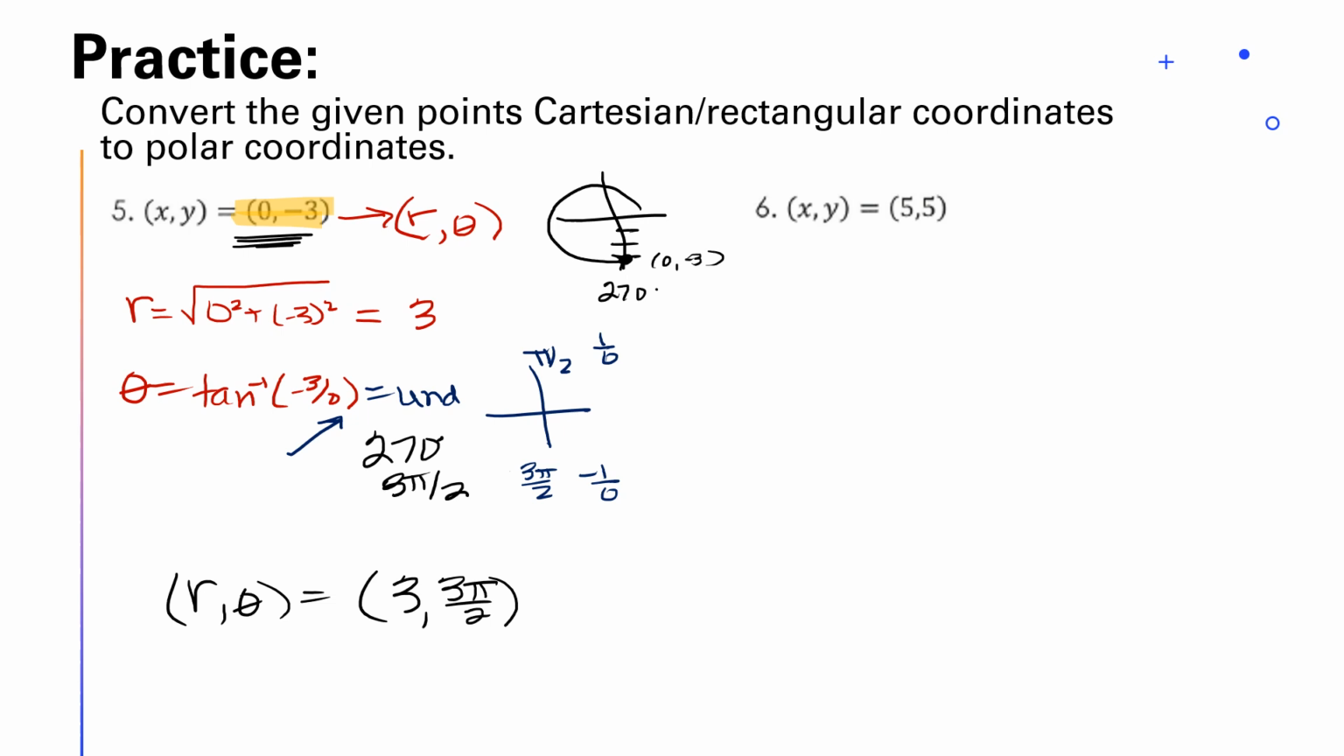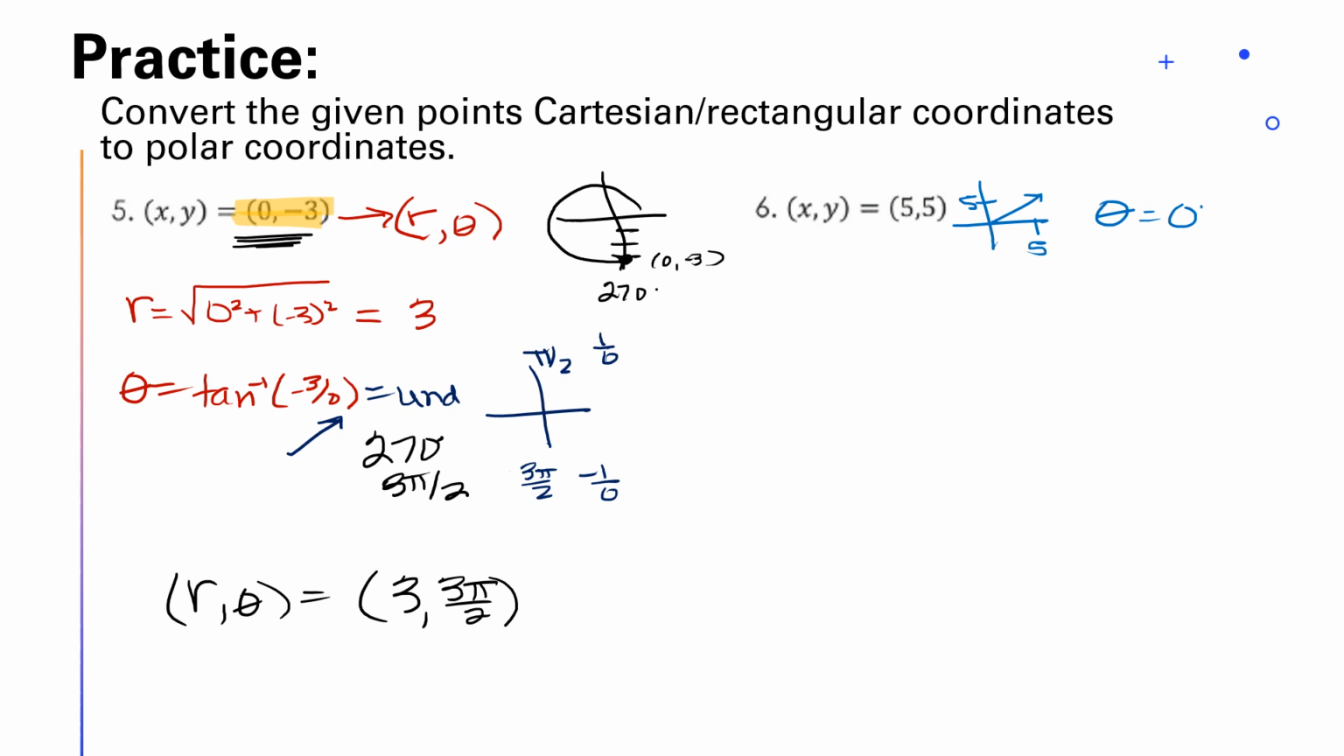All right, number 6, (x, y) is (5, 5). Okay, visually, where is the point, the ordered pair (5, 5)? Yep, exactly, it's in quadrant 1. So I know that my angle should be somewhere between 0 degrees and 90 degrees. So somewhere in between those two. I shouldn't have written that less than symbol in there. Let's just write 0, 2.